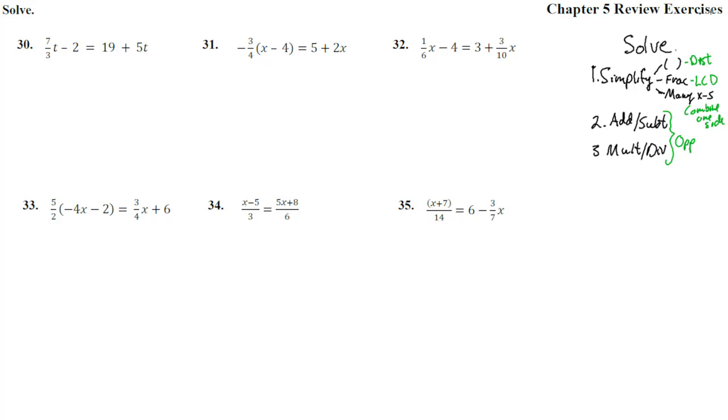Here we are in Chapter 5 Review, exercises numbers 30 through 35. We have this three-step process that we've been following, and it's going to solve every one of these problems. Step number 1, do we have any parentheses? No, we don't. Do we have any fractions?